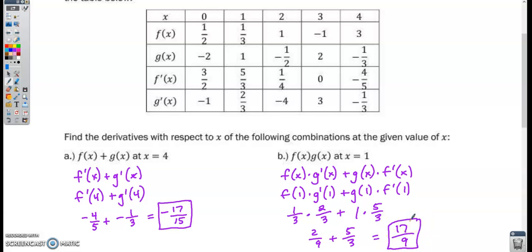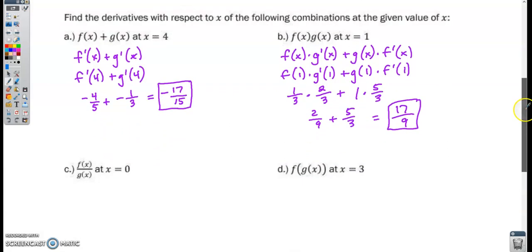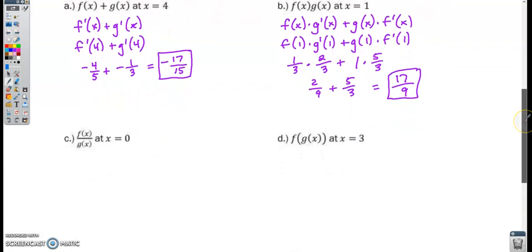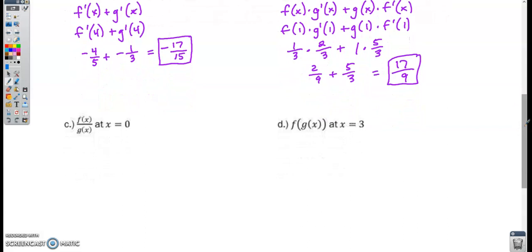All right, now I'm going to have to scroll back and forth a little bit when we do these last two. And you know what? I'm going to go ahead and lay them both out, and then we'll go grab the values from the table. So let's start with part C. We've got a quotient, f of x over g of x at x equals 0. So we're going to use the quotient rule.